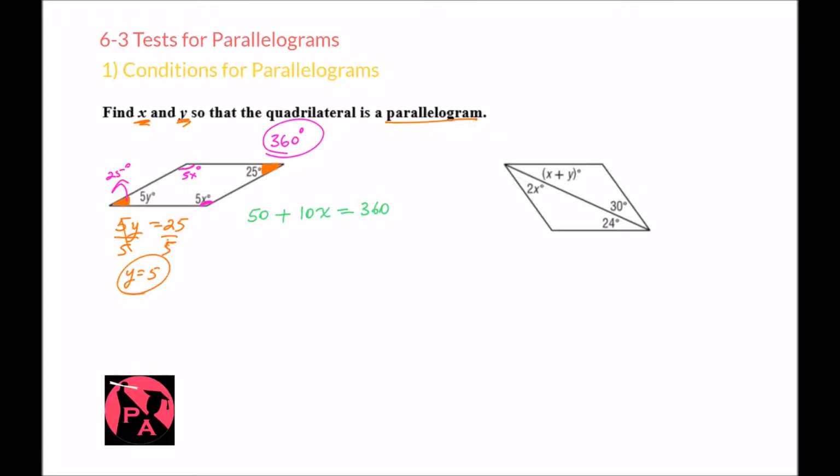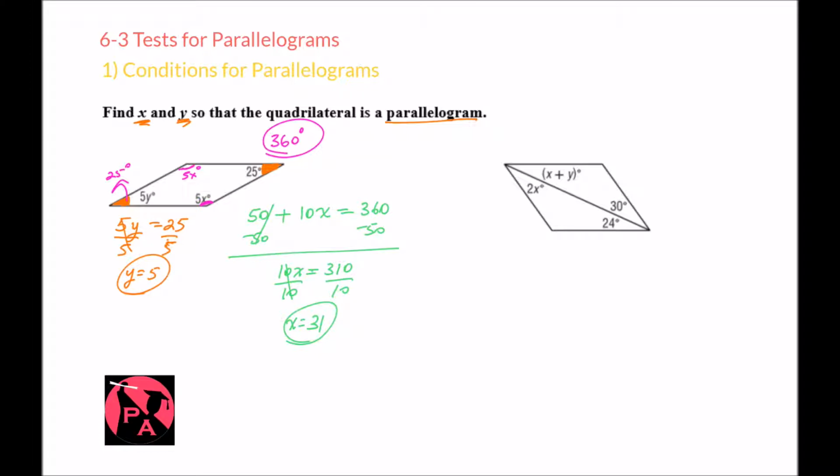It's always 360 degrees. So we subtract 50 degrees from each side. Left hand side becomes 10x. Right hand side becomes 310. Divide each side by 10. X would be 31. We are done with this question. And let's move on to the next one.